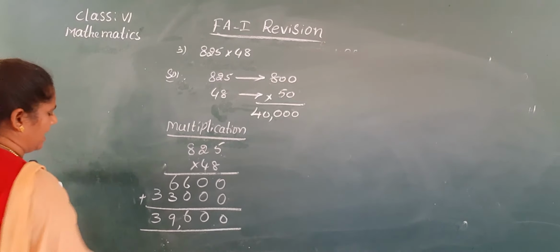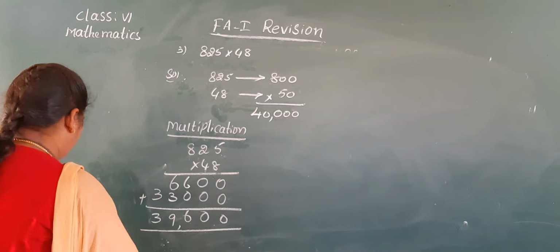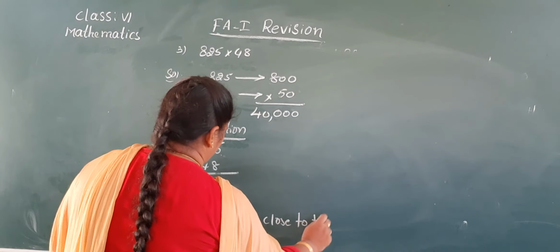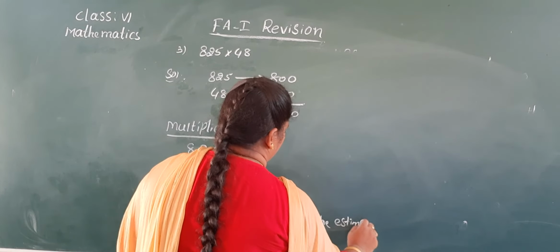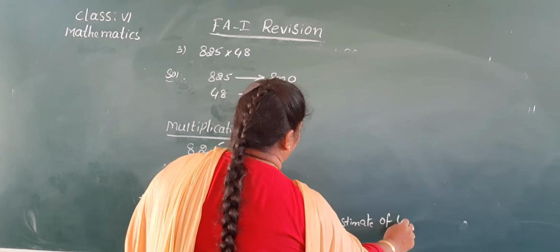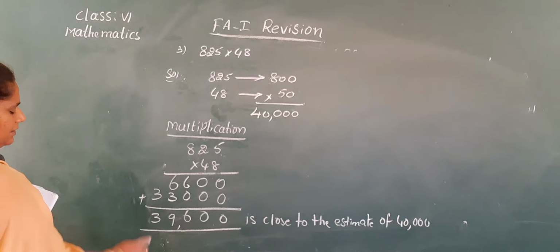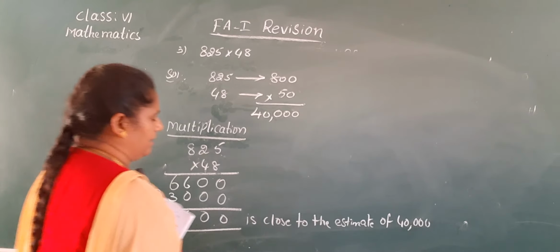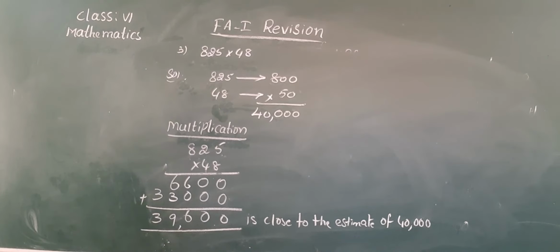So it is 39,600. Yes, it is close to the estimate of 40,000. Is it clear to you, children? So therefore 39,600 is close to the estimate of 40,000. Okay, ma? Now we'll write division.